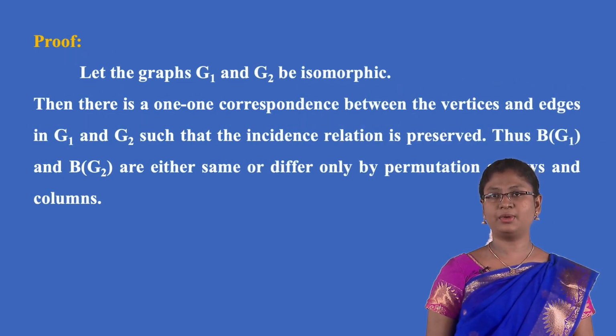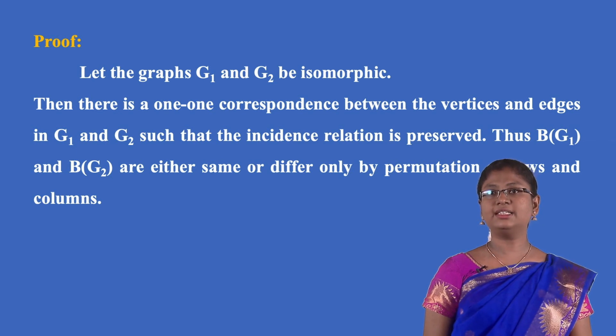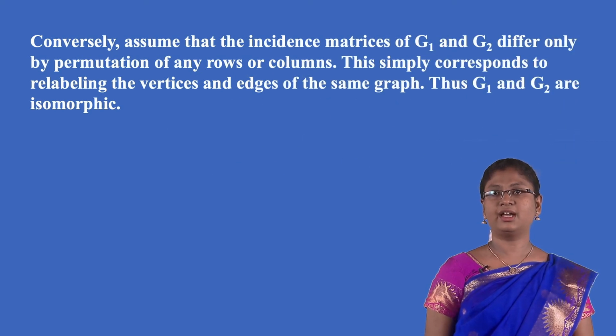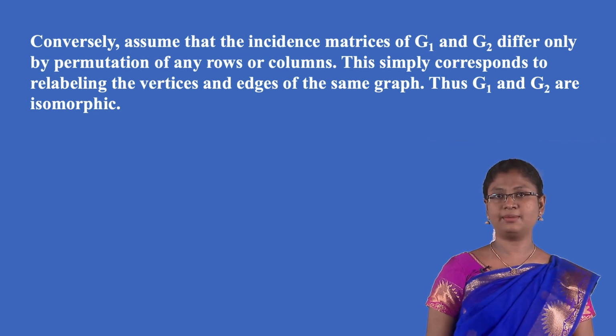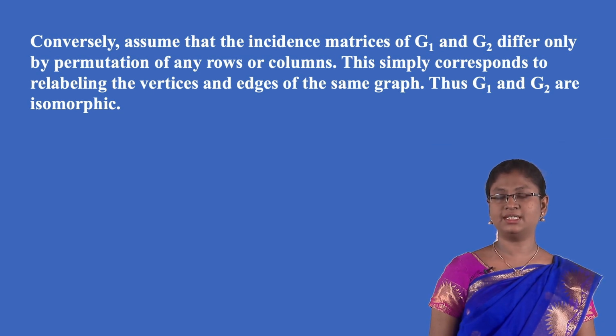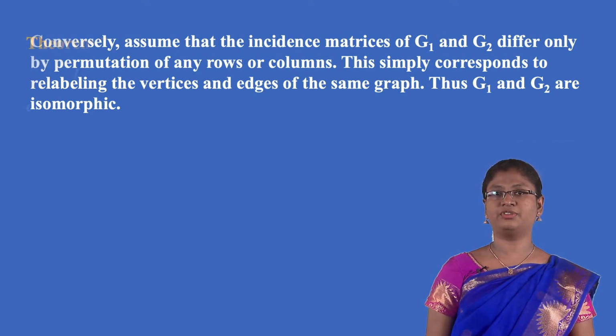Let the graphs G1 and G2 be isomorphic. Then there is a 1:1 correspondence between the vertices and edges in G1 and G2 such that the incidence relation is preserved. Thus, B of G1 and B of G2 are either same or differ only by permutation of rows and columns. Conversely, assume that the incidence matrices of G1 and G2 differ only by permutation of rows or columns. This simply corresponds to relabeling the vertices and edges of the same graph. Thus, G1 and G2 are isomorphic.